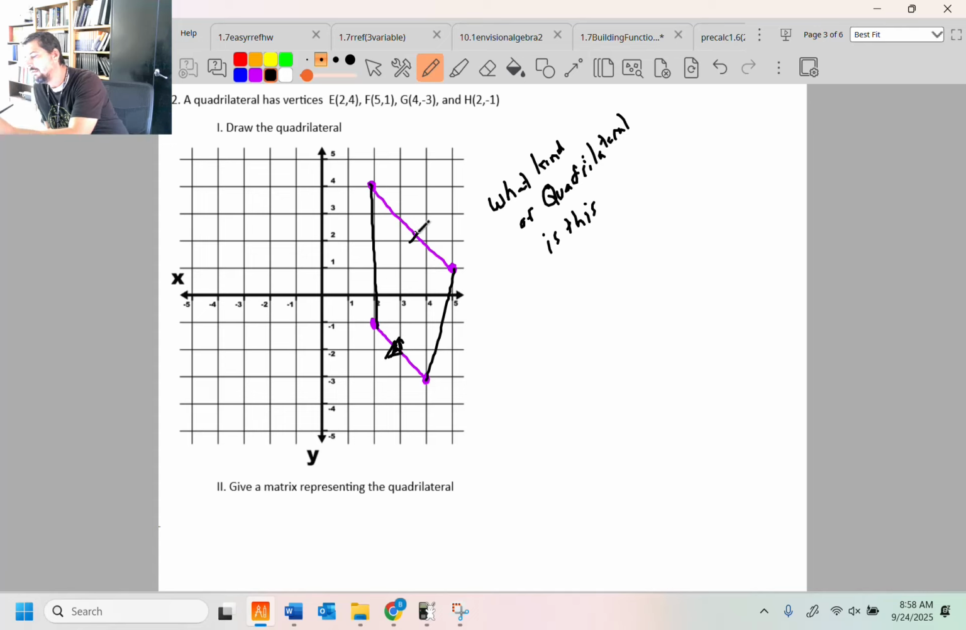And that's your hint. I want you to be thinking, as I do this problem, what kind of quadrilateral is it? Because in part 4, I think you've got to find its area. And it's very helpful if you know what it is.